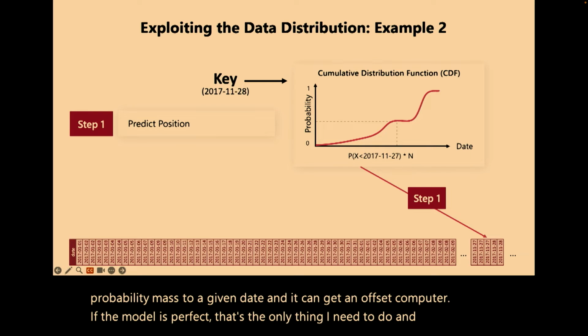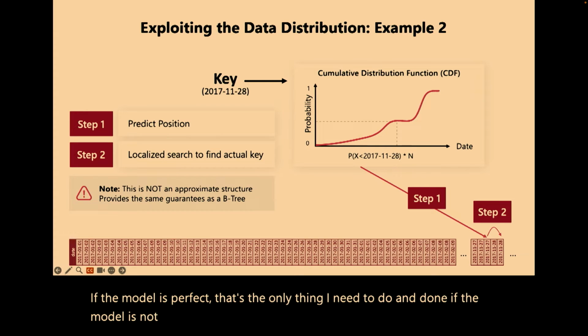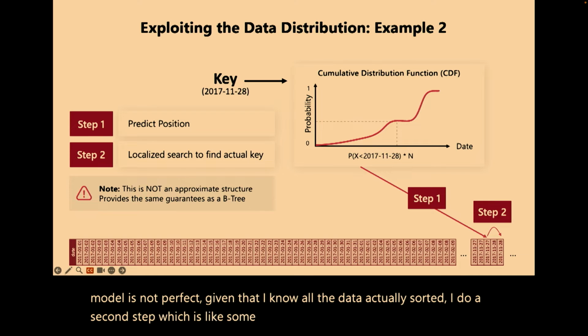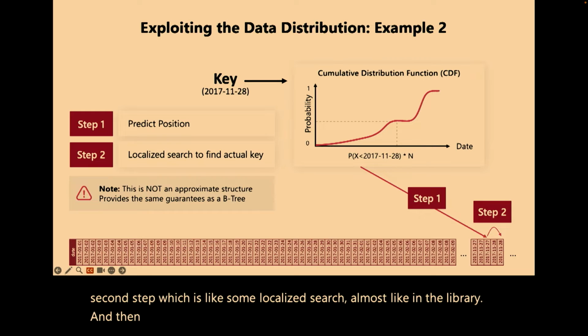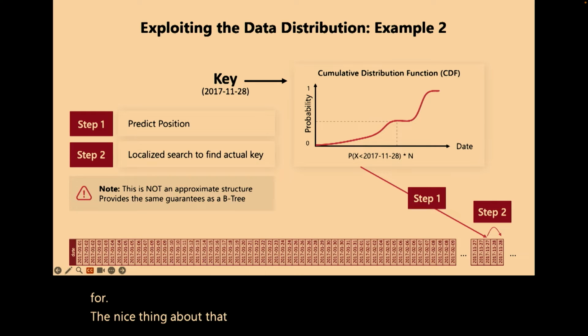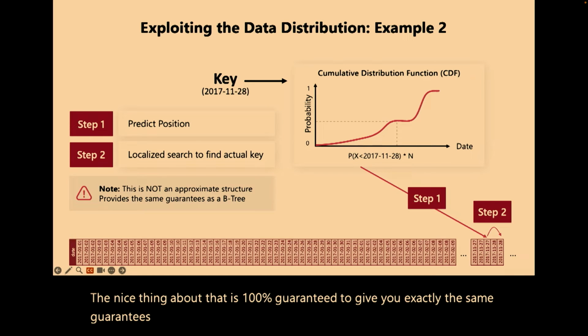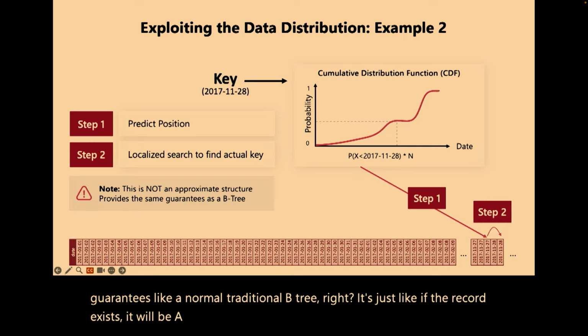If the model is not perfect, given that I know all the dates are actually sorted, I do a second step, which is some localized search, almost like in a library. And then it just returns the orders with the particular date I'm looking for. The nice thing about that is it's 100% guaranteed to give you exactly the same guarantees as a normal traditional B-tree. Right? If the record exists, it will be returned. It's not like it suddenly becomes a fuzzy data structure.